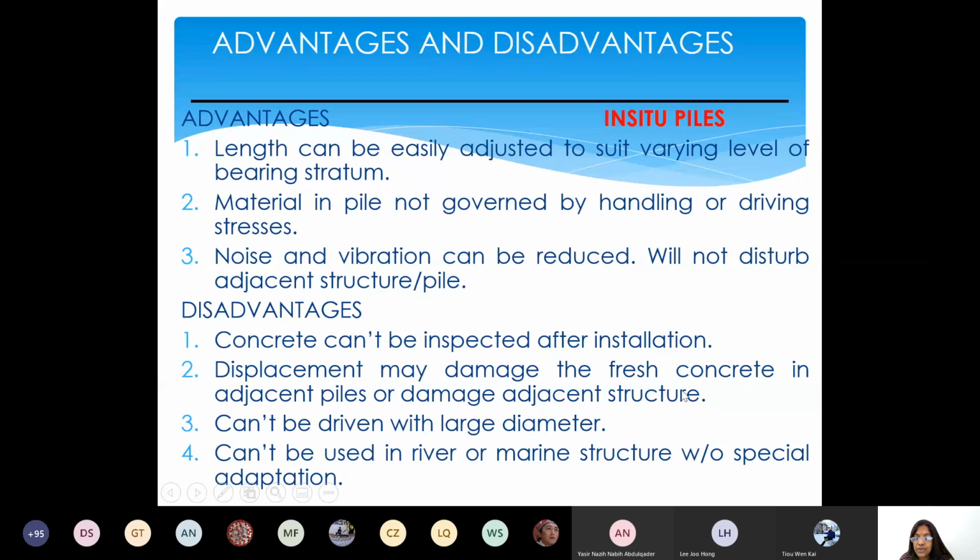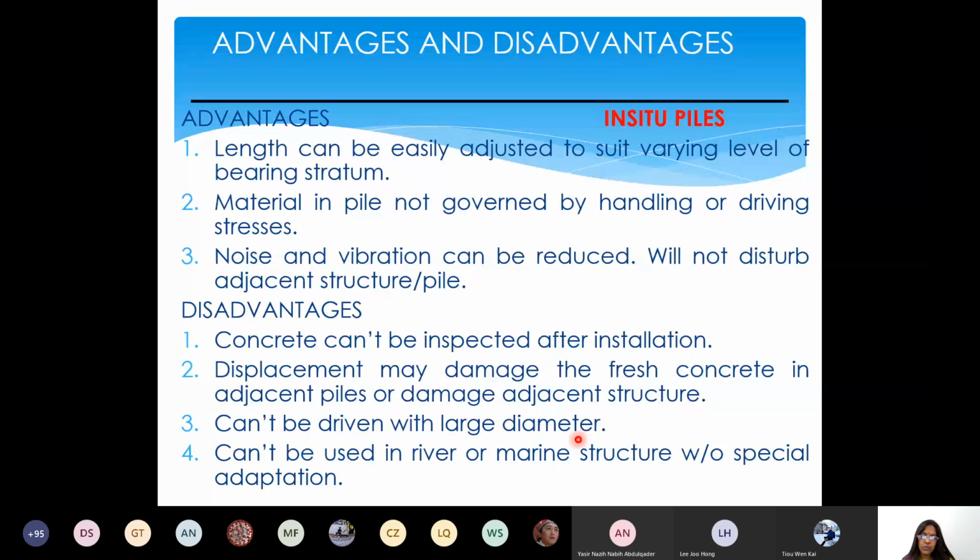Displacement may damage the fresh concrete in an adjacent pile or damage an adjacent structure. Yeah, care should be taken. That's what I said. When you construct the casing, care should be taken. Properly position the casing first, and then pour the concrete so that it is not mixing with other materials. And then it should be unique, right?